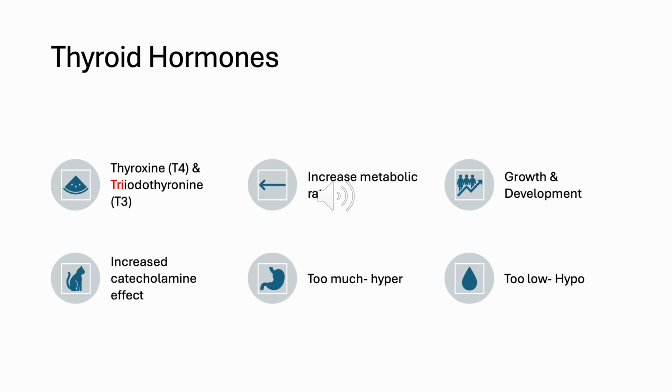So hypothyroidism means the hormones are too low, so they will have an increased TSH and a low T4 and T3.